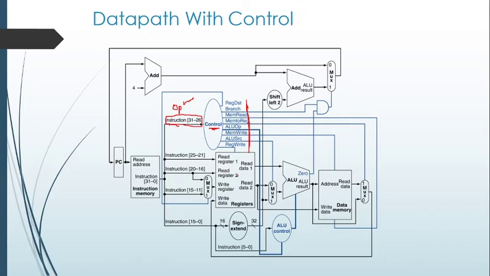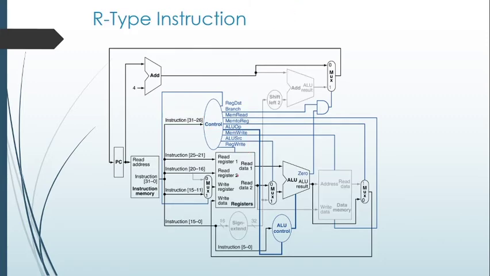So let's see which instruction, let's just start with an R type instruction. What happens in an R type instruction? After the instruction fetch, there are a few things that are done here. The first thing is RS is passed here. The register number of RS is passed to read register 1. RT is passed here. That is the default thing. So RS and RT are there.